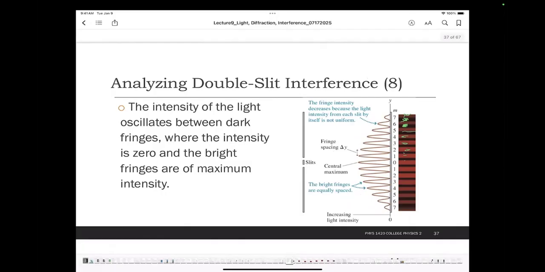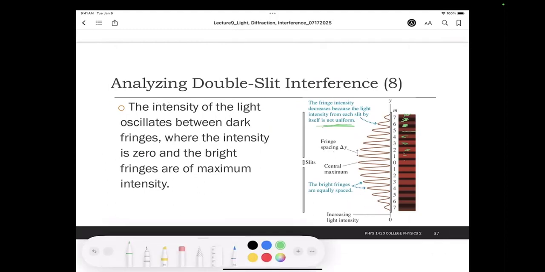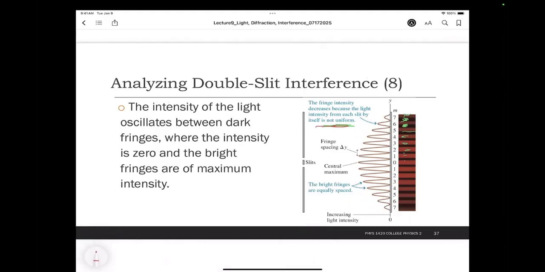Why does this situation happen? Because the fringe intensity decreases, because the light intensity from each slit by itself is not uniform. If you do this lab, you will find that the wave is like that, and at the edge the intensity is not that strong, but here the intensity is the strongest. Does it make sense to you?